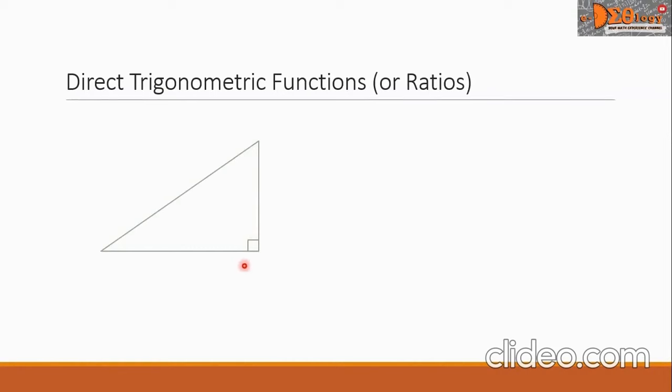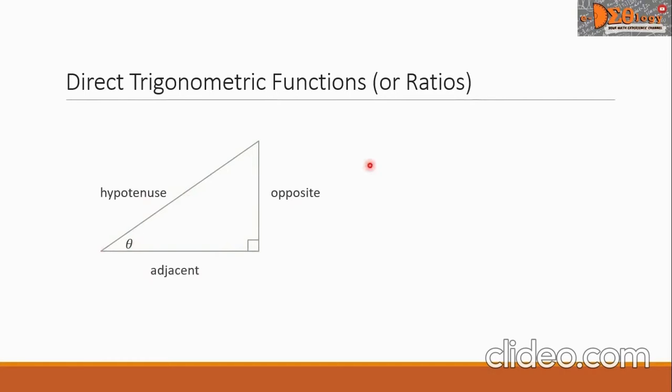We can see here the small square that denotes the right angle, and the side opposite is what we call the hypotenuse. Then, for the two angles here, let us name one angle to be theta, and the side here is the opposite side of theta. And the last side will be called the adjacent side of the angle theta.